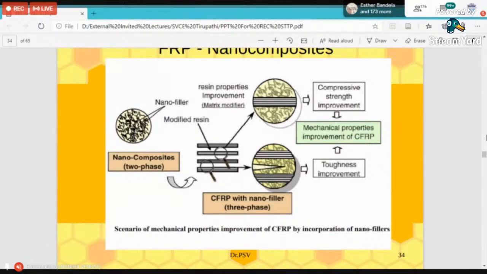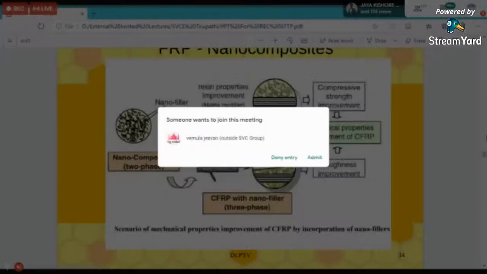So I am again proceeding further to the FRP nanocomposites. What do we mean by FRP nanocomposites? The fibers are continuous fibers. Composites are made, and during the time of fabrication, the matrix is infused with nanoparticles, a desired nanoparticle. Whichever particle you want can be infused at the matrix stage, and then you can fabricate the FRP nanocomposite.